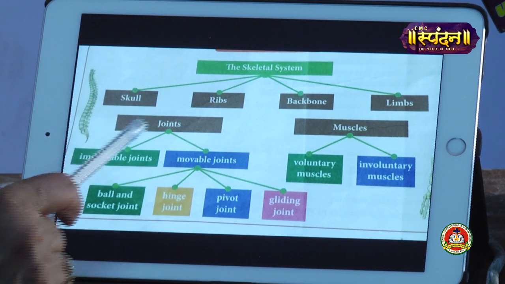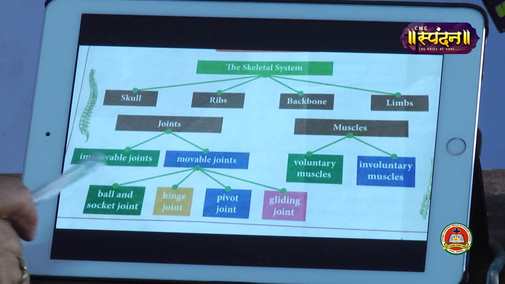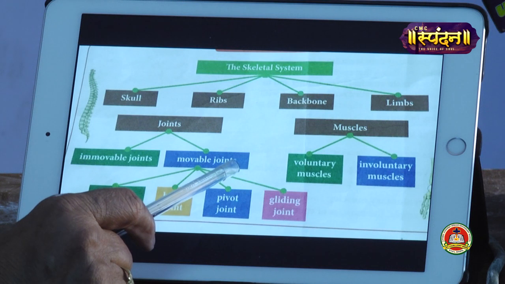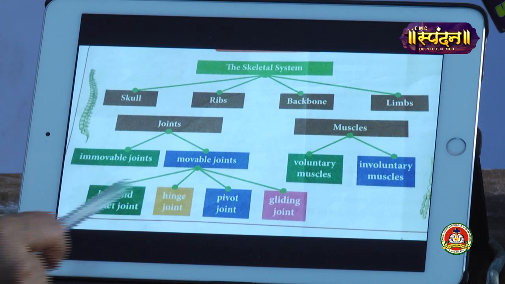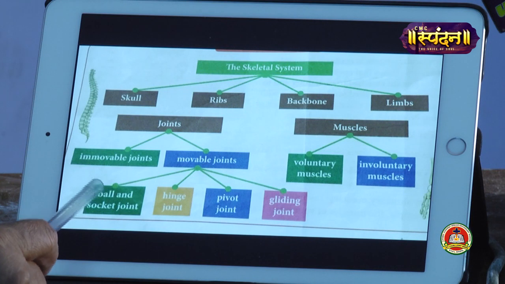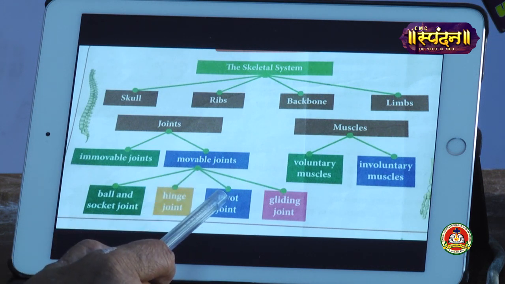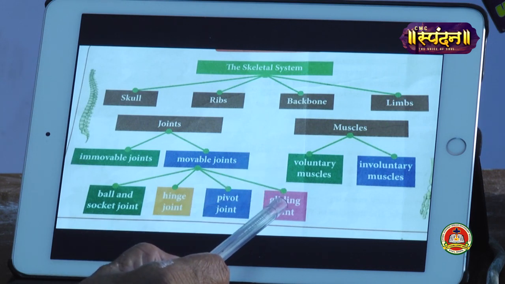Then in the second module, we learnt about the joints. A place where 2 bones meet is called a joint. And basically, there are 2 types of joints. Immovable joints, which are found in the skull, and movable joints, which can move. Again, they have been classified into 4 kinds: ball and socket joint, hinge joint, pivot joint, and gliding joint. Ball and socket joint is found in your shoulder, yes, and the hinge joint is found in your elbow. Pivot joint is found in the first 2 vertebrae. The gliding joint is found in your wrist.